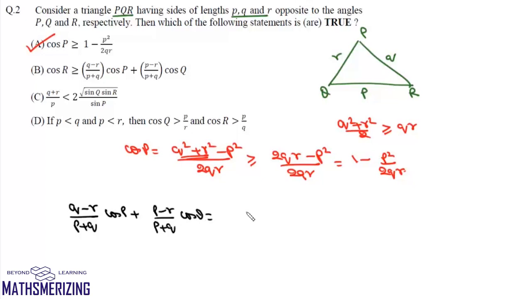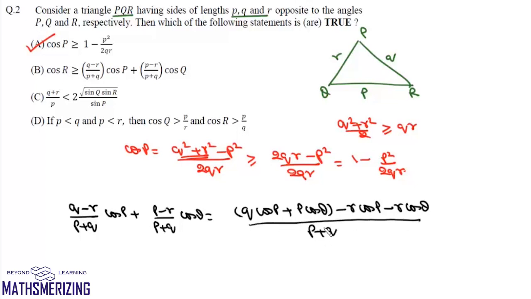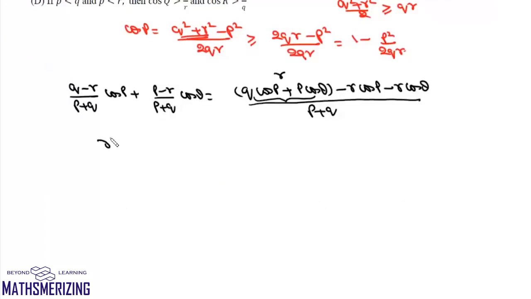Now we can write this as (q cos p + p cos q − r cos p − r cos q) upon (p + q). Now this is the projection formula. q cos p + p cos q is nothing but r. So we can write this as (r − r cos p − r cos q) upon (p + q).